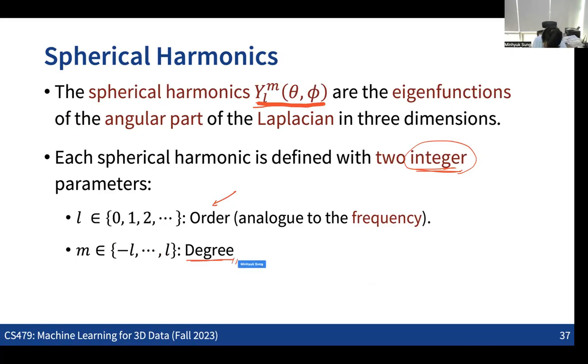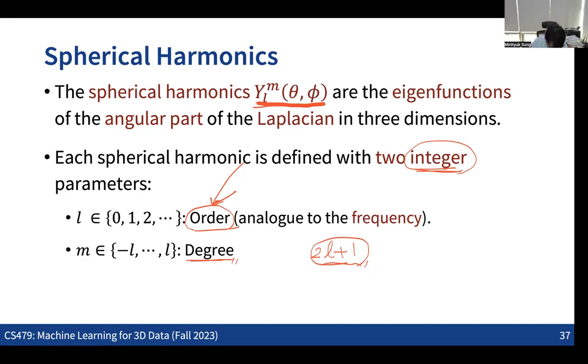So basically what we can see here is that the order is some kind of quantity related to the frequency. As the order increases, we get basis functions with higher frequency. And for each order, we have 2L plus 1 basis functions. So these are basically the spherical harmonics that we are getting.